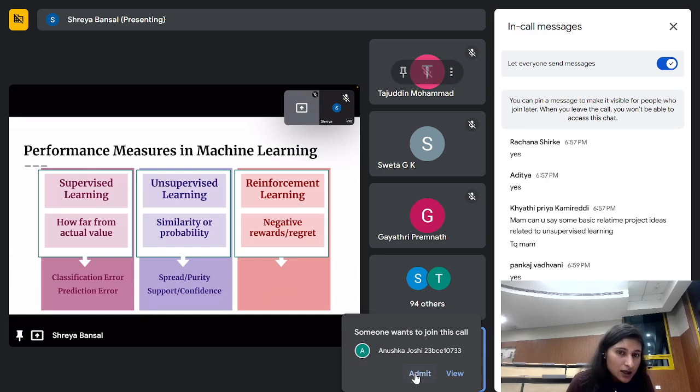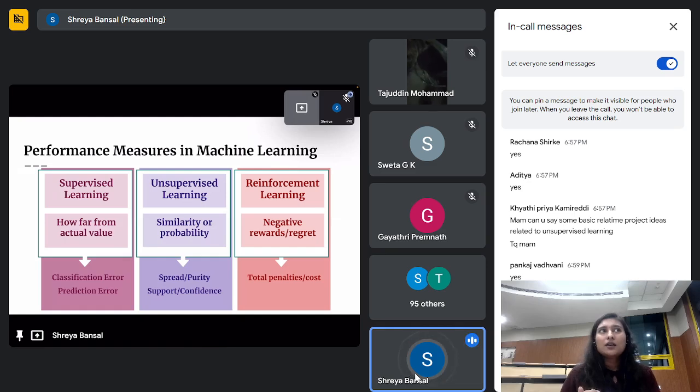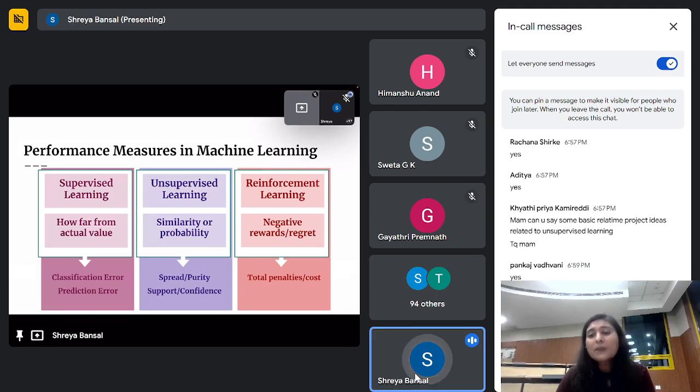And for reinforcement learning, it's more like penalties and cost. So let me give you the example of chess. Let's say I make a move. This move is an action. You have taken a decision to make a move from one place to another. Now, you calculate the penalty, how much this move is costing you to get a good reward or a bad reward. If you are getting a good reward, it is a cost. If you are getting a bad reward, it is a penalty. So you want to reduce the penalties or cost.